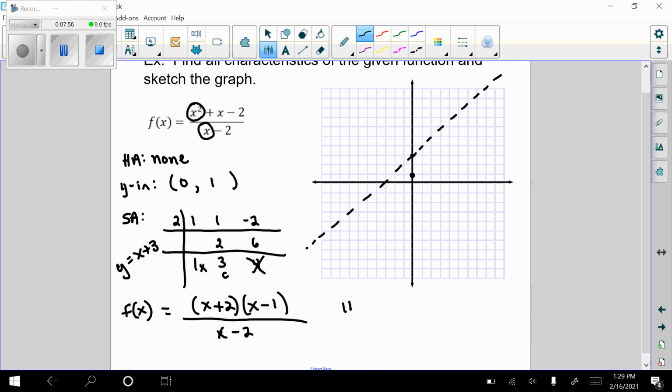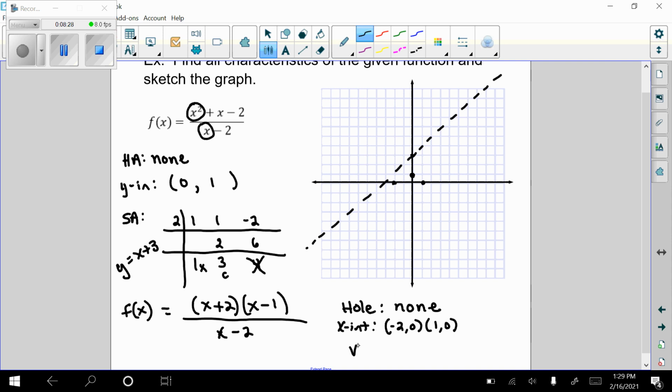So as far as holes, I have none. There is no common factor on the top and the bottom. My x-intercepts come from my numerator. So I have negative 2, 0, and 1, 0. So I have an x-intercept there and an x-intercept there. And I've already calculated my y-intercept.